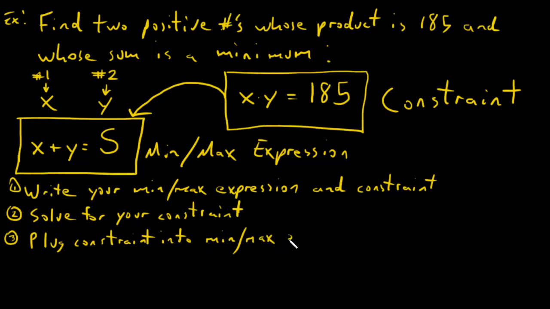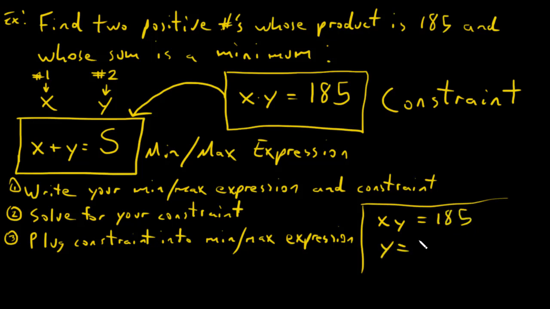All right, so let's do that. So I'm going to solve for y in this. I'm going to draw a little box right here. Let's see, xy equals 185. y is equal to 185 divided by x. Okay, I'm going to take that value and plug it in to this y. So when I plug it into my min-max expression, I'm going to wind up with x plus, instead of y, 185 over x equals s.